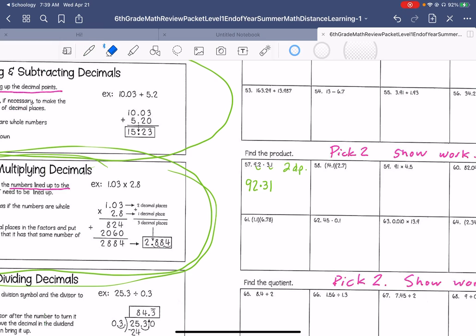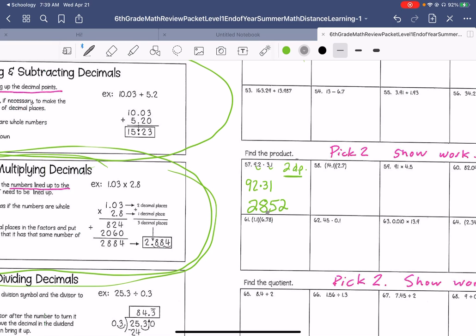Plug it into your calculator. Here, I'm going to get my calculator. 92 times 31 equals 2,852. I know 2 decimal places. I need to move it over 2 times. So 1, 2. That decimal place goes in between the 8 and the 5. So I'm going to place that decimal there, and there's your answer.